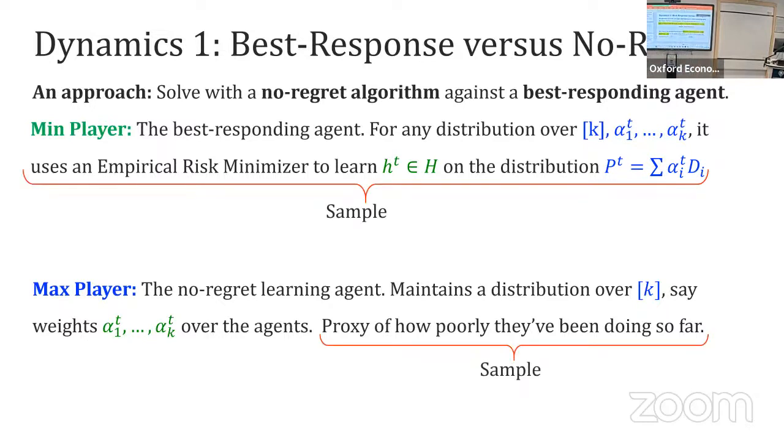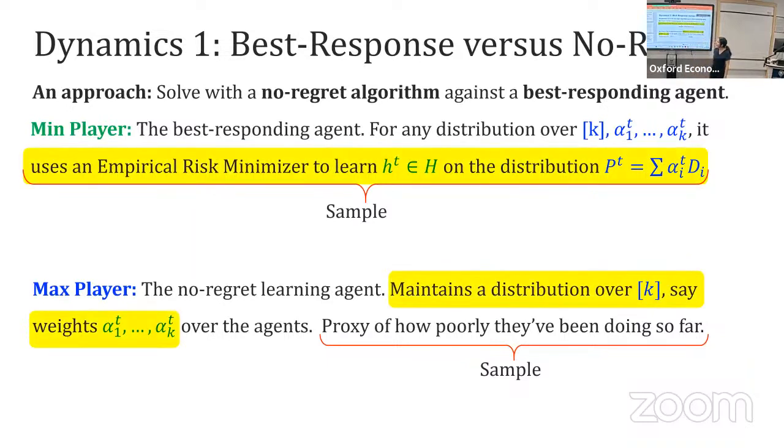This player has to sample because if you're trying to do empirical risk minimization, you need to know some information about the distribution you're trying to minimize risk for. And it's going to be this distribution. And what this guy has to do is to have a proxy for how poorly each agent is being served. So he also needs to estimate their loss. So again, he needs samples. And interactivity is coming from the fact that we keep moving between these two things: what this guy is doing depends on this guy and vice versa.